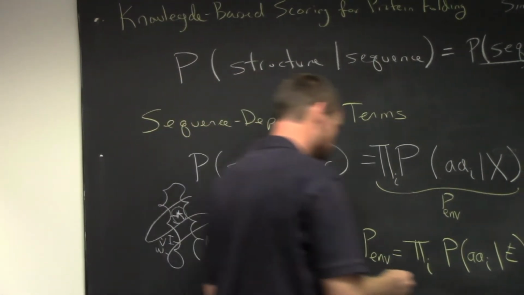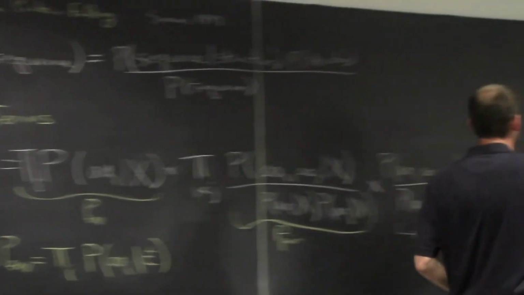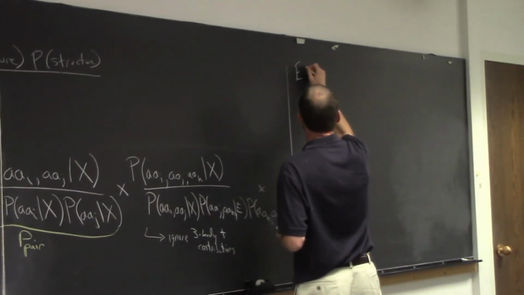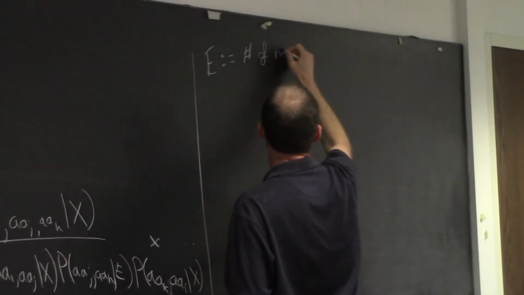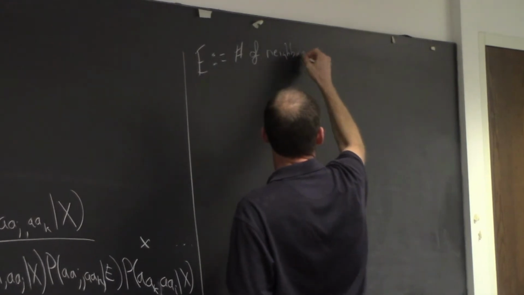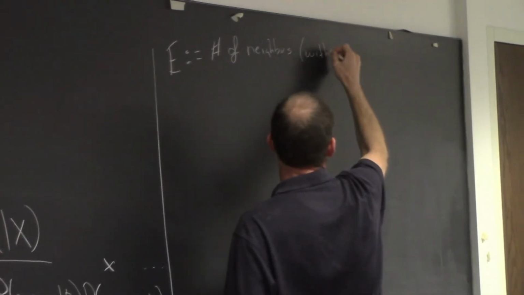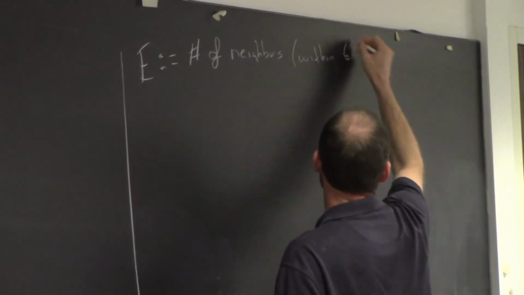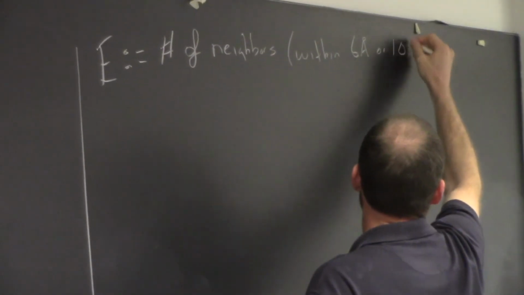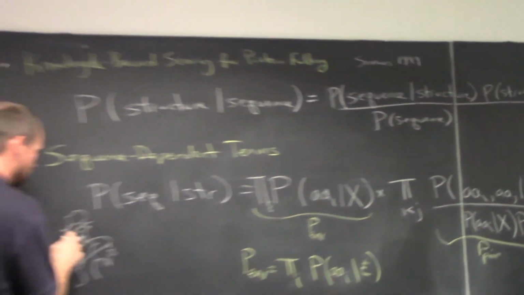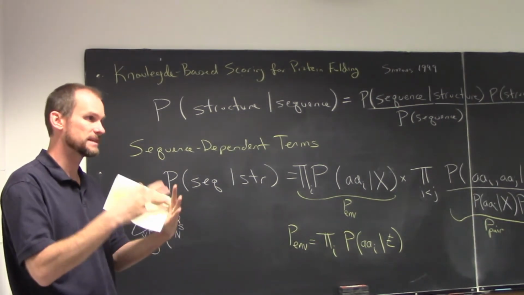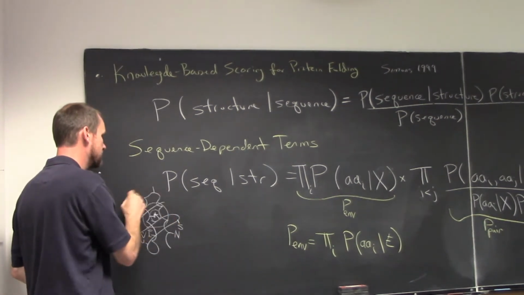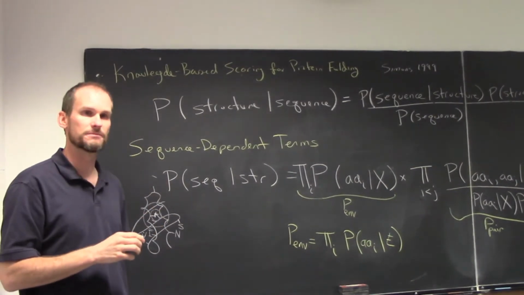So the environment is going to be defined as the number of neighbors. This could be within, say, 6 angstroms or 10 angstroms. We could look at the structure and say how many amino acids are within 10 angstroms. And if there's a lot, then that means this is a buried position, and if it's something up on the surface, then if you have a smaller number, that would be an exposed position.